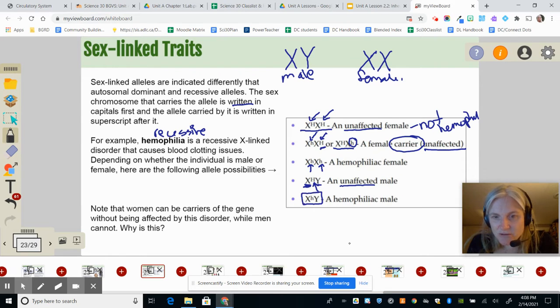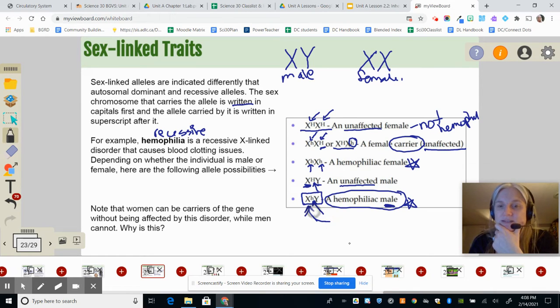In this genotype here, you have the X chromosome that contains the recessive allele for hemophilia, and there's nothing to block it. There's no dominant allele that's going to hide the expression of that disease. So this male will have hemophilia, and this female is going to have hemophilia. It's actually a lot more common for men to have hemophilia because they only need to have one of these recessive alleles, whereas a female would have to have two.